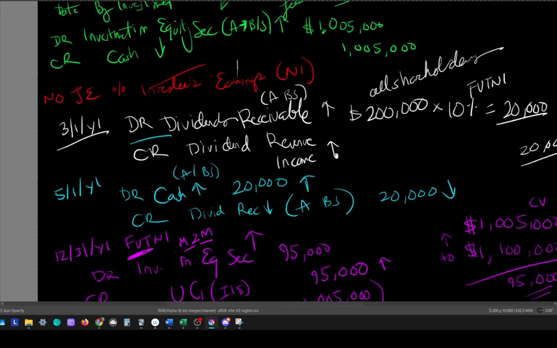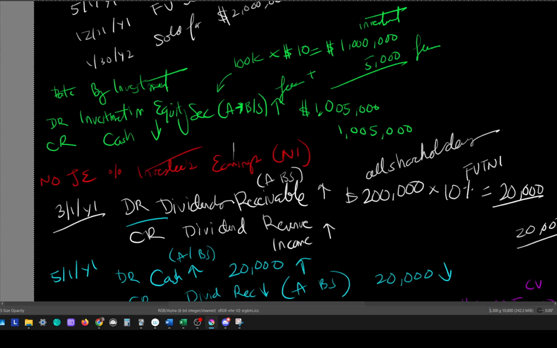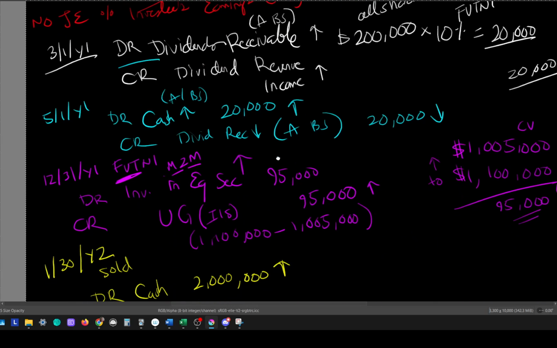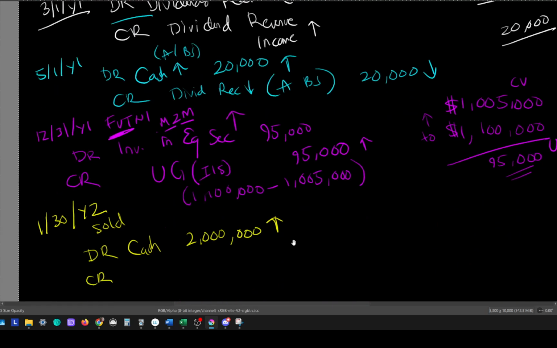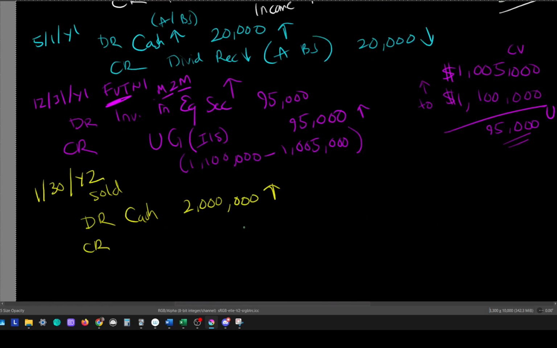So how much is left in that investment account now between all these journal entries? Initially recorded $1,005,000. And there's a gain or a loss that has to be recorded.